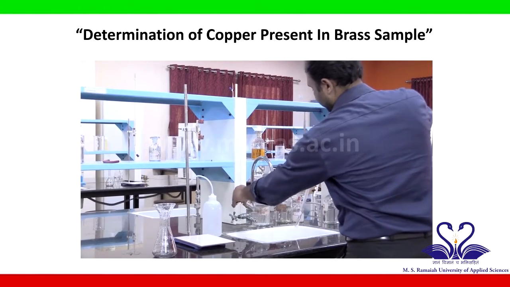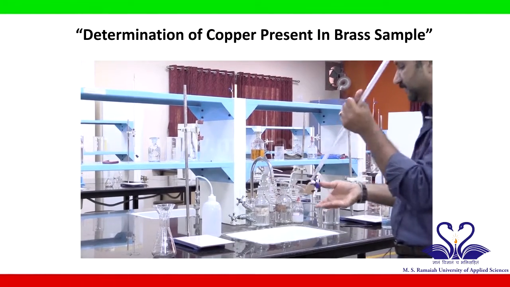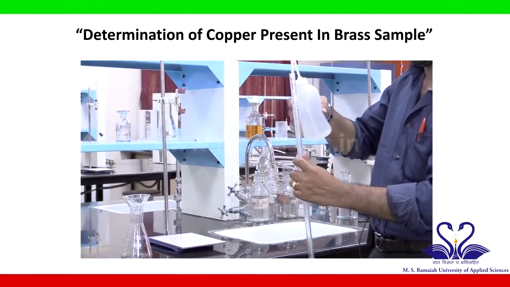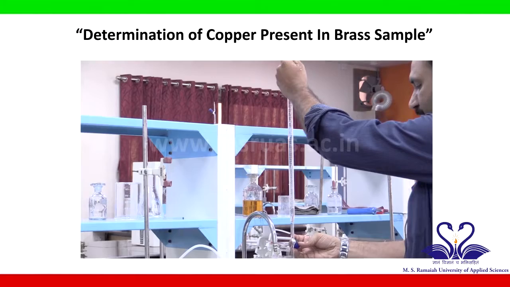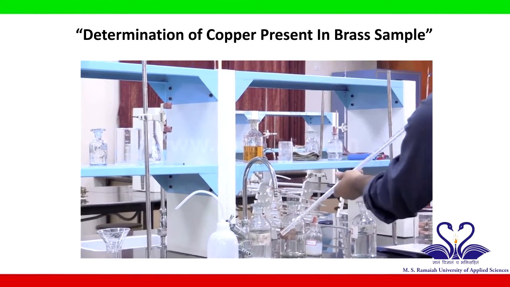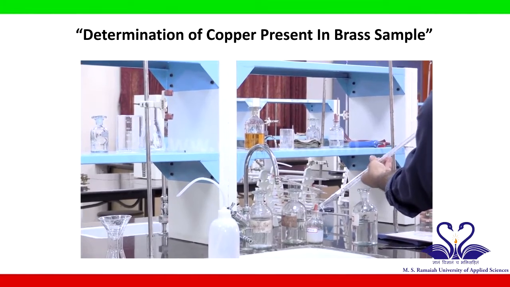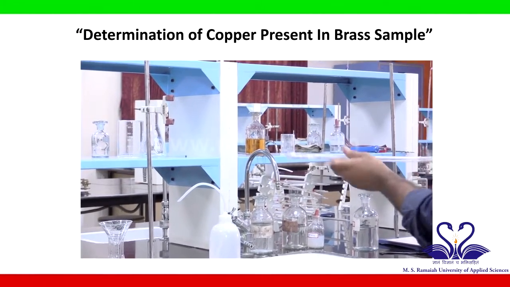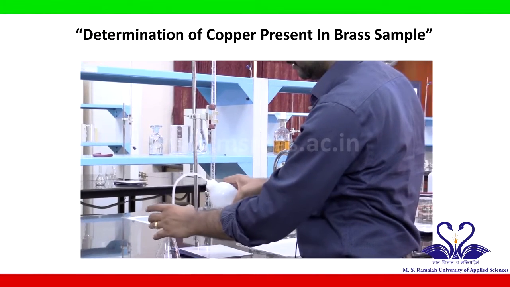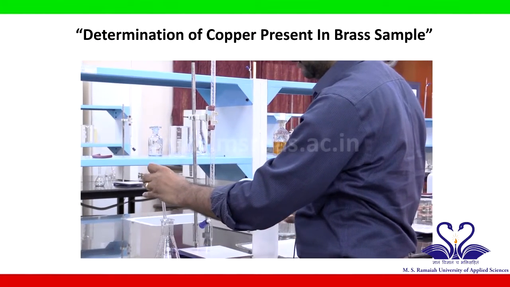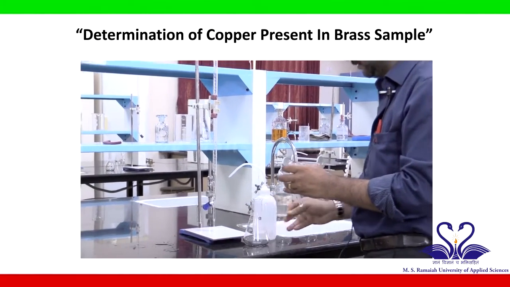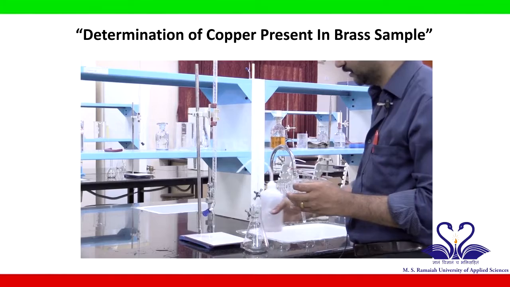Washing with the tap water, then you have to rinse with the distilled water. As you have seen, it has to be rinsed from both the ends. The funnel also has to be washed and rinsed with distilled water, the conical flask also. For this experiment, you have to use a clean and dried conical flask.